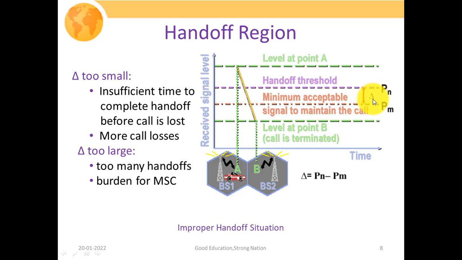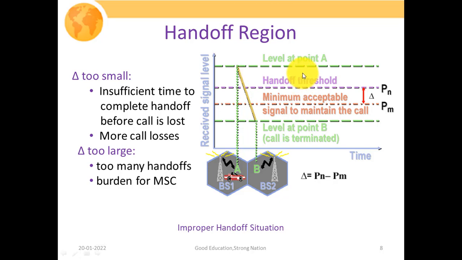The second thing we can do is make this delta much larger, so that we get enough time to perform the link transfer or handoff process successfully. But then what will happen is too many handoffs. The minimum acceptable signal level to maintain a call must be fixed, and if we increase that delta, we must increase the signal level from which we start to initiate our handoff.